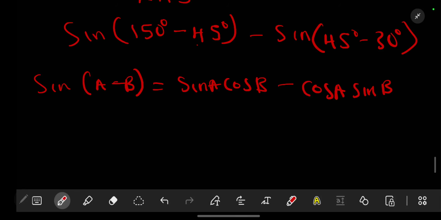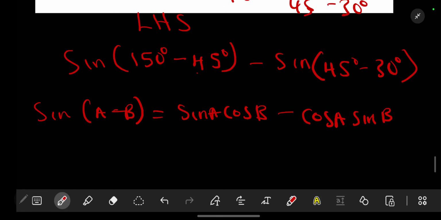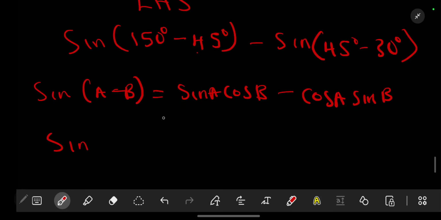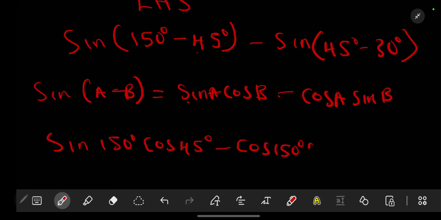In this case, what we are going to have is the sine of 150. We can just fill in sine of 150. So we have the sine of A, which is 150 degrees. Then we have the cos of our B, which is 45 degrees, minus the cos of A. So we have minus the cos of 150 degrees. Then the sine of our B, which is 45 degrees, like that. So that's the first part of it.